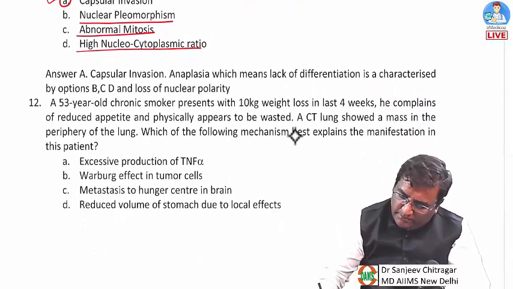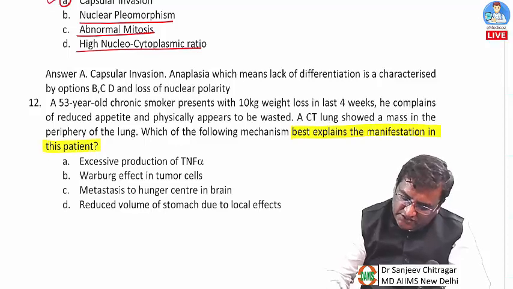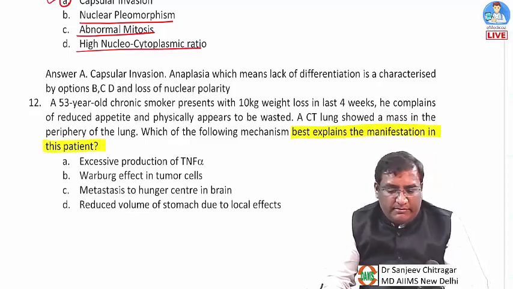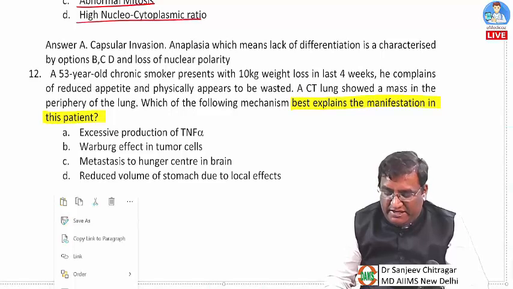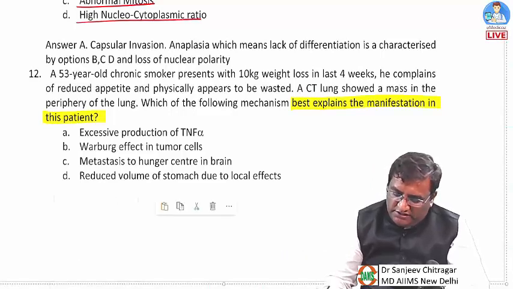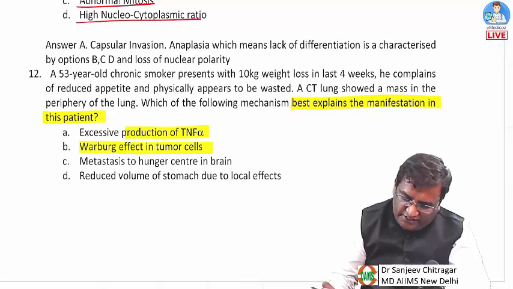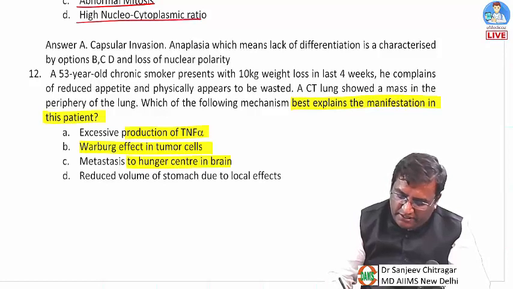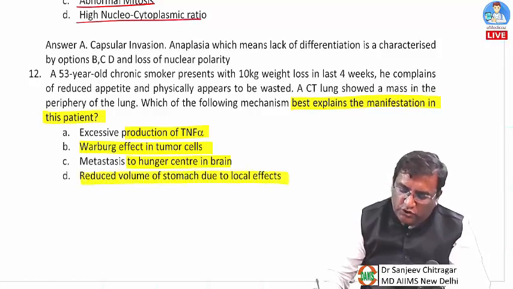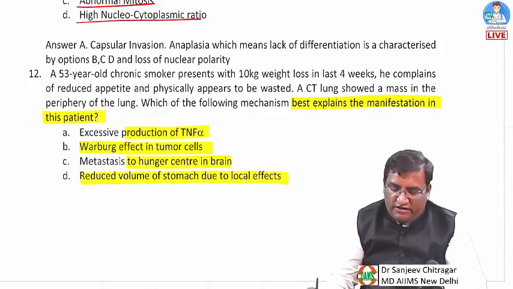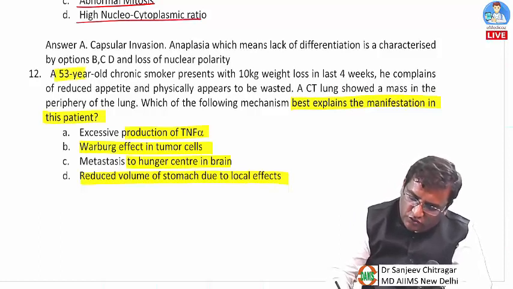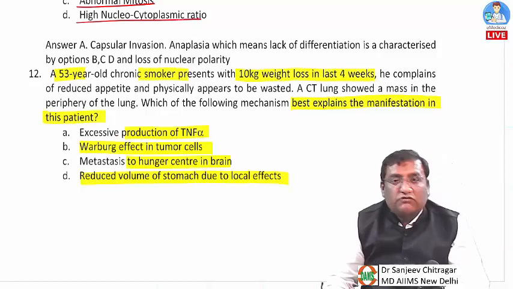Next question, last line. Which of the following best explains the manifestation in the patient? Some manifestations are given. So let us look at the options: excessive production of TNF alpha, Warburg effect in tumor cells, metastasis to the hunger center of the brain, and reduced volume of the stomach due to local effects. Four options are given. Let me check what the question is. A 53-year-old chronic smoker presents with 10 kg weight loss in the last 4 weeks.